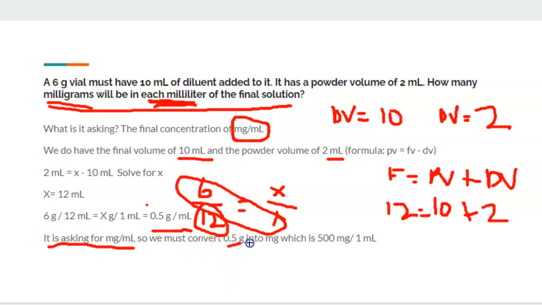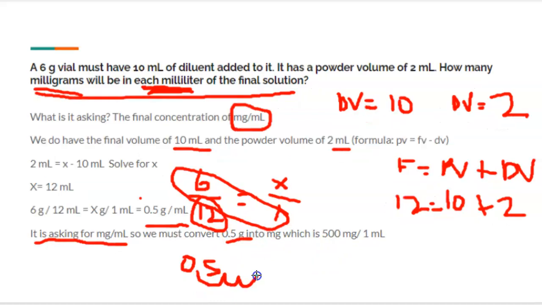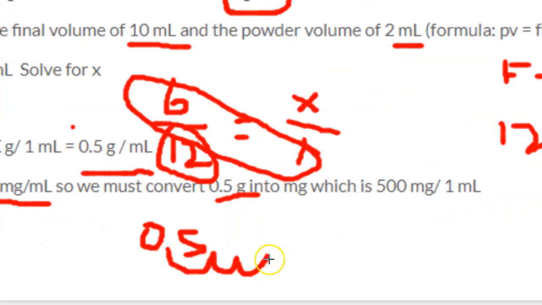So we must convert this 0.5 grams into milligrams. You can do that one of two ways. You can either move the decimal point or you can set it up as dimensional analysis. I'm going to show you how. So we're going from grams to milligrams, so we're going smaller. Remember, smaller is to the right. So we're going to move our decimal point 3 spots to the right. 1, 2, 3. It'd go right there. That would be our point. We're going to add a 0 here and a 0 here, which would make that 500. Okay?